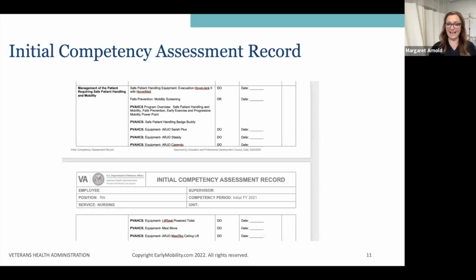And this is an example of an initial competency assessment record. Yours may look different from this, but find out from your unit managers and your unit-based educators or clinical nurse leaders what your competencies look like, where they are, so that you can be successful in this part of your role as a unit peer leader.